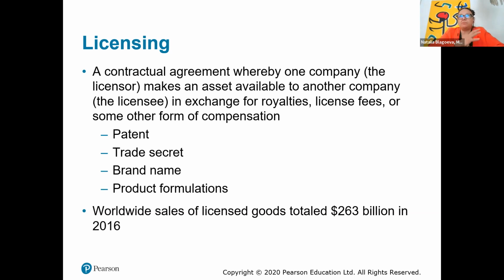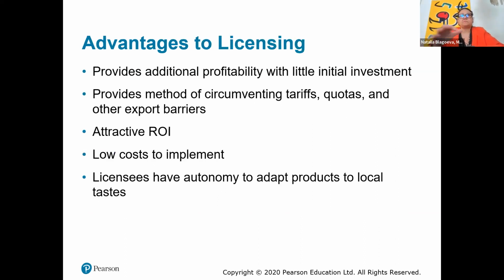Licensing is a very popular form. In 2016, the worldwide sale of licensed goods totaled $263 billion. The advantages of licensing are that it provides additional profitability with little initial investment. It's a way of circumventing tariffs, quotas, and other export barriers. It's attractive as a return on investment, mainly because it has a low cost to implement.